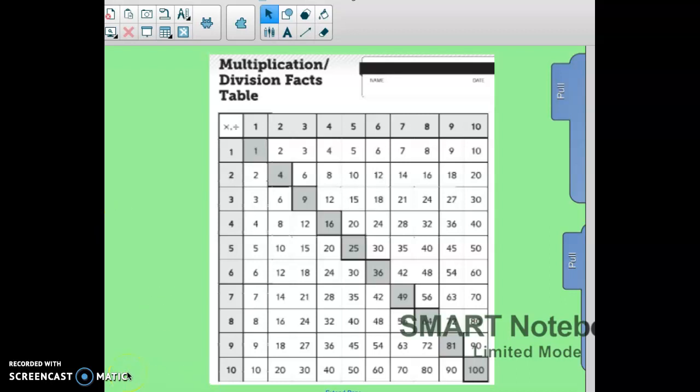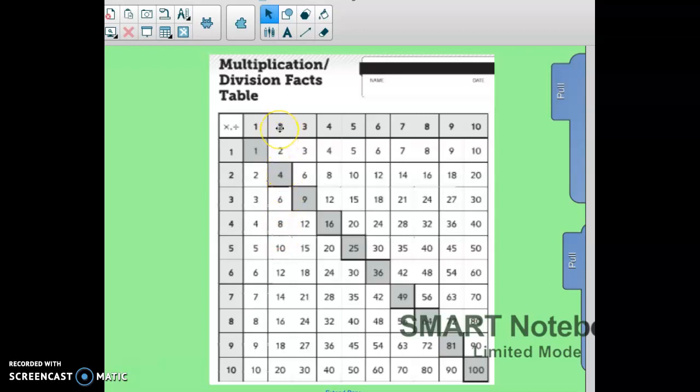Please take out your multiplication and division facts table. With your finger, find 2 on the top row. We're going to skip count down until we reach the number 10. Ready? 2, 4, 6, 8, 10. What factor times 2 gives a product of 10?